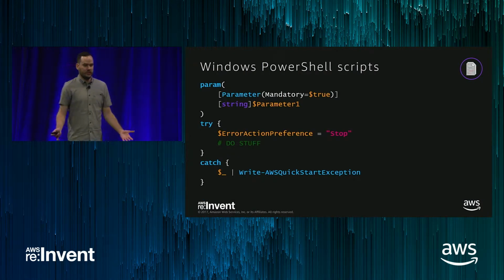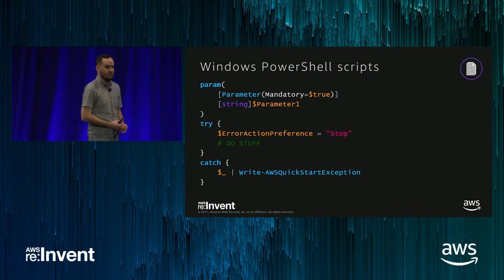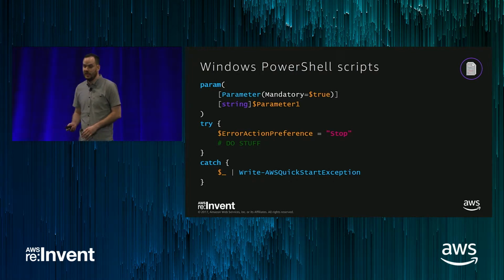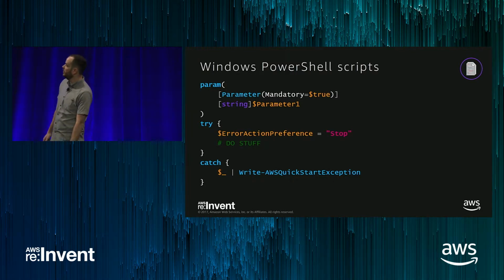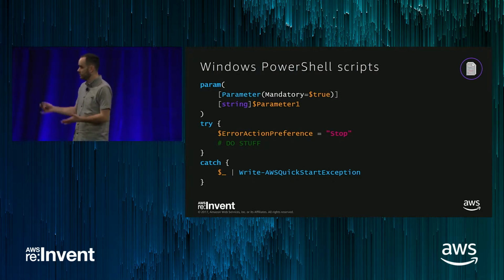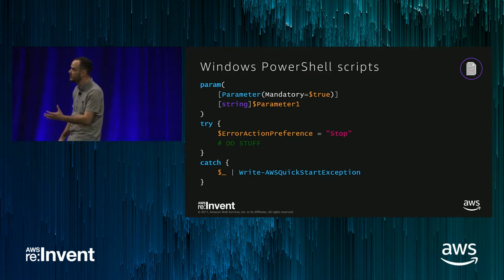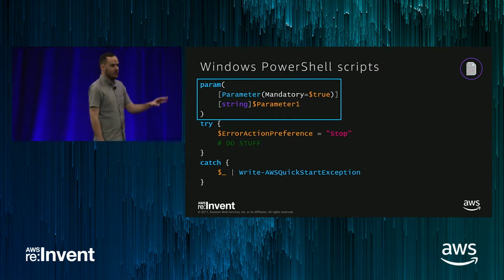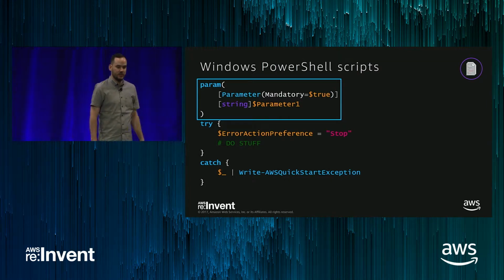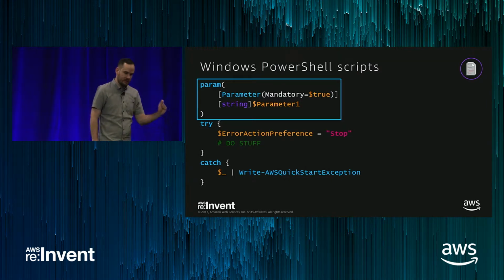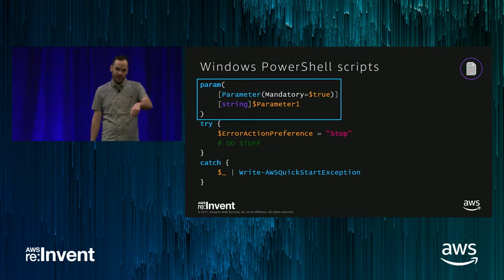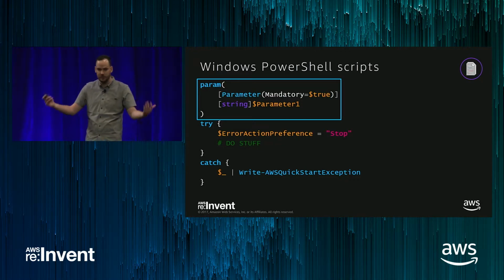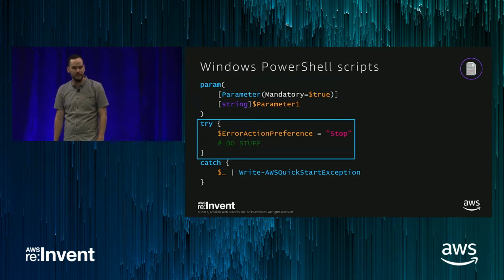So let's take a look at a bit of a design pattern here around Windows PowerShell scripts. If you're familiar with try-catch blocks, here's a way that you can build a PowerShell script for configuring an instance via CloudFormation. It usually starts out with a parameters section. These parameters will be fed in from the CloudFormation template. So when the script is called, it'll send a value for parameter 1, parameter 2, however many parameters you have.